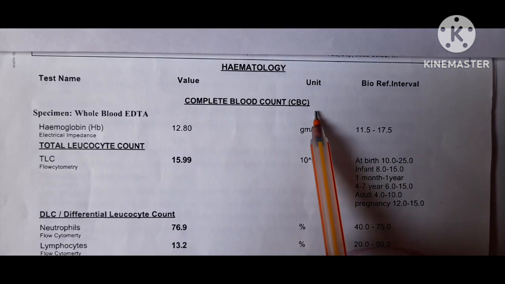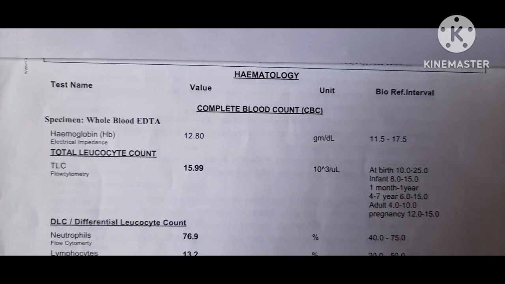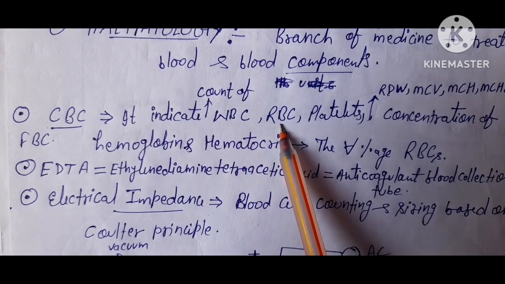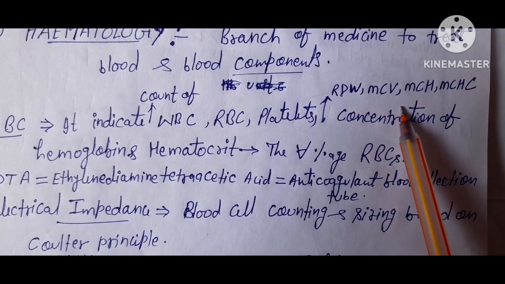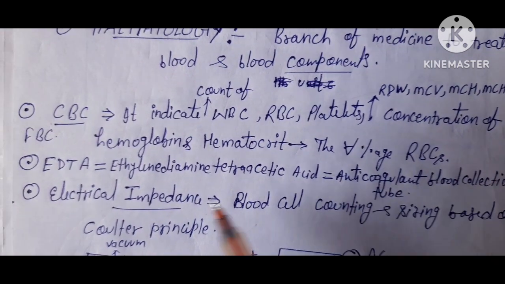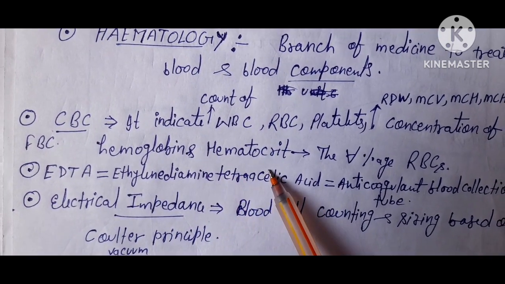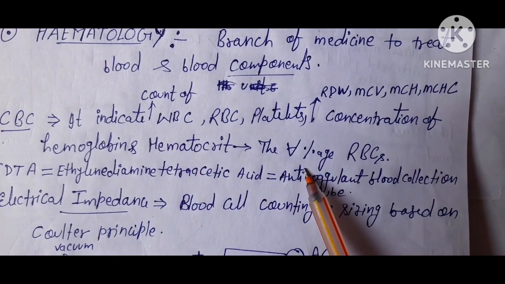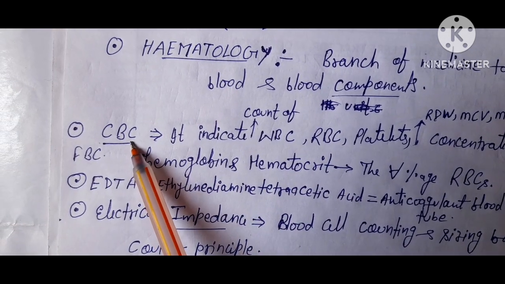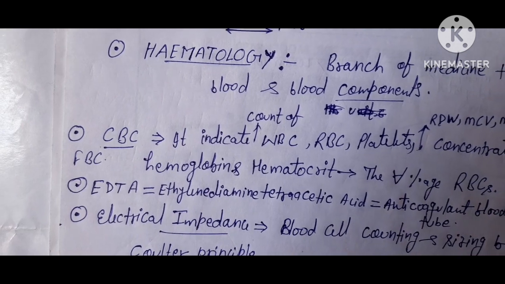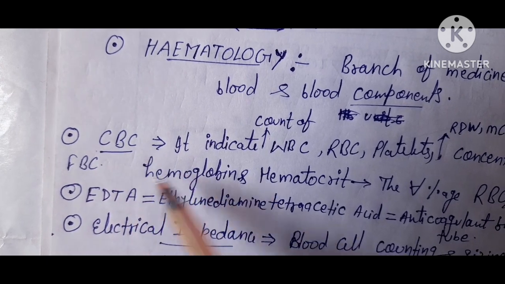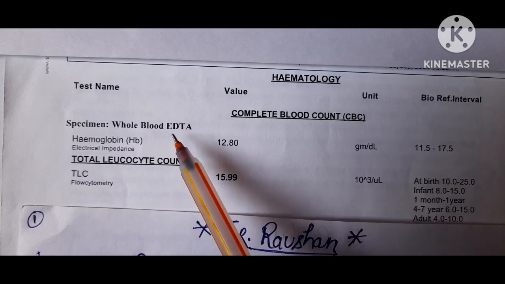Now the second term is CBC, complete blood count. What is CBC? CBC indicates the count of white blood cells, red blood cells, platelets, RDW, MCV, MCH, MCHC, and the concentration of hemoglobin and hematocrit. What is hematocrit? The volume percentage of RBCs is known as hematocrit. CBC is also known as full blood count or hemogram.